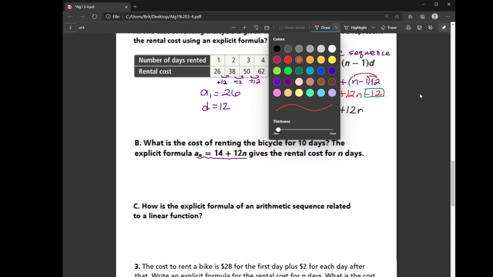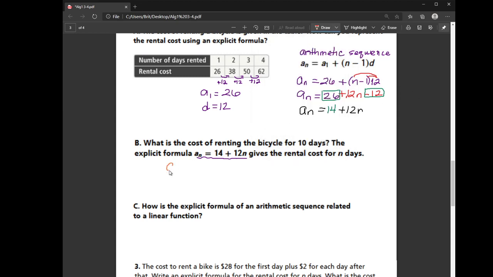So let's go ahead and do that. So I am looking for the term a sub 10. Okay, so the value of the expression at 10 days. And so where the n is, I'm going to plug in a 10. So if I use my order of operations, I have to multiply before I can add. So 12 times 10 is 120. And 14 plus 120 is 134.